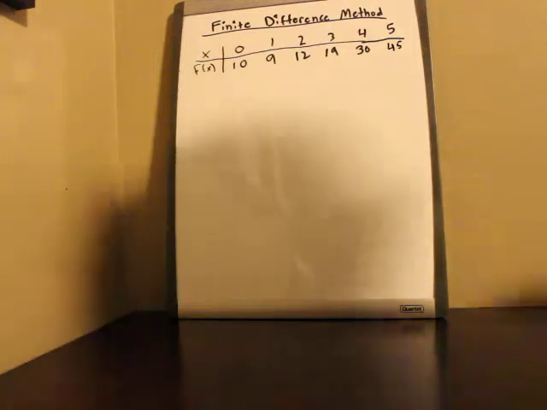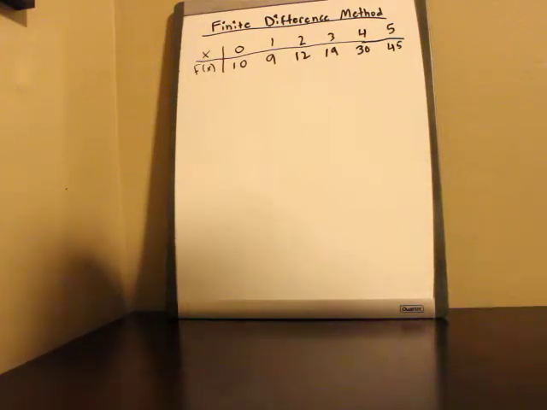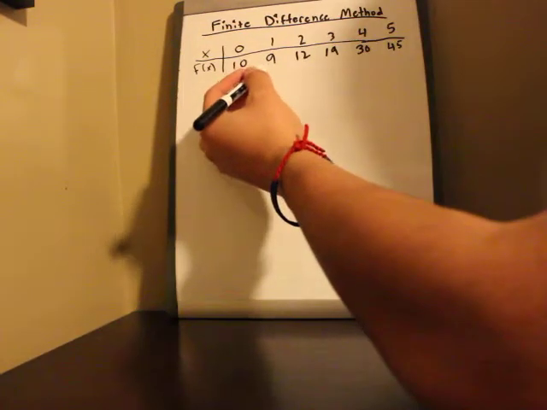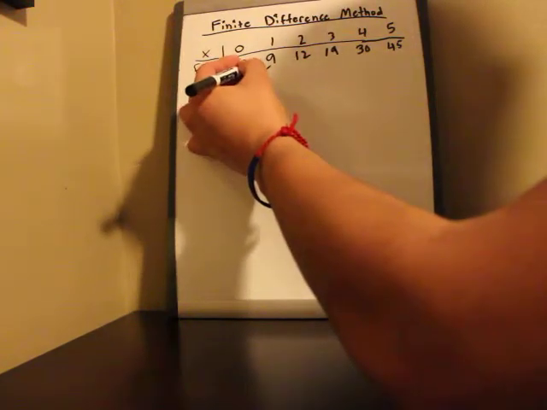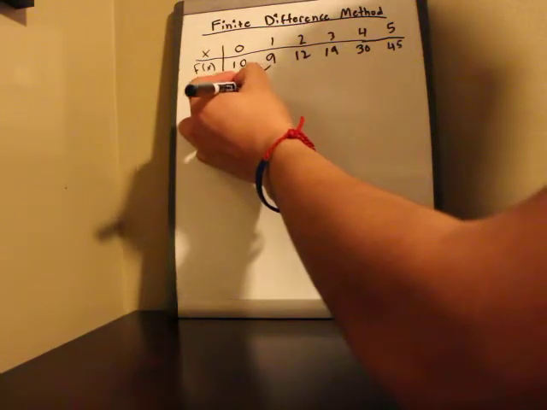Okay, so that first day we were trying to find patterns in this table. We were trying to see what kind of patterns we could find, and one of the strategies that we used is we took the difference. So how it worked was we did, what's 9 minus 10? 9 minus 10 is negative 1.